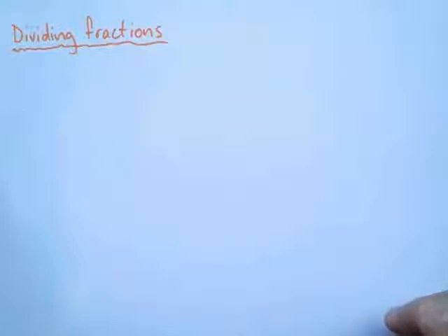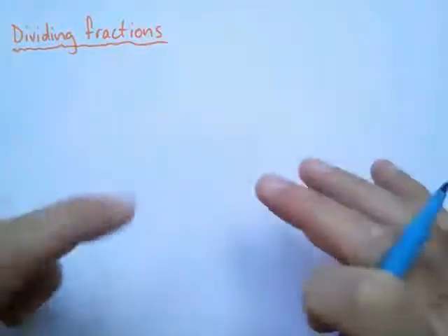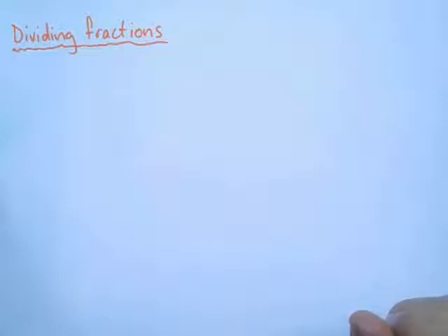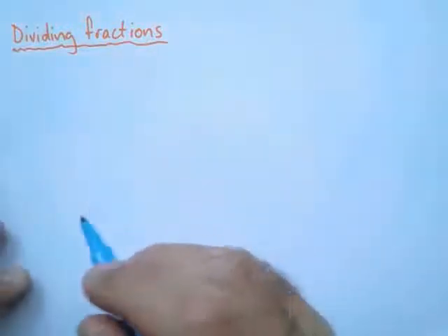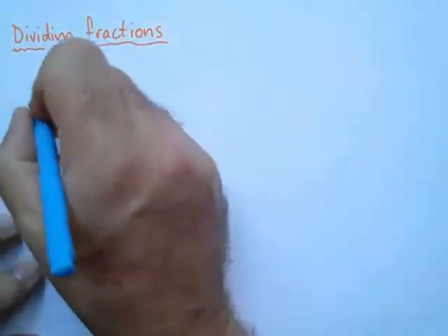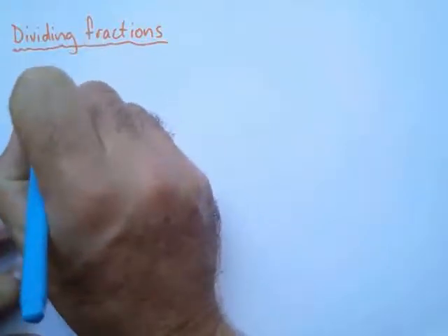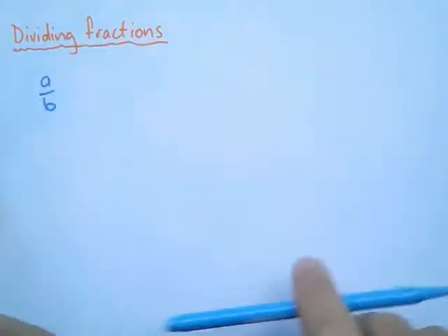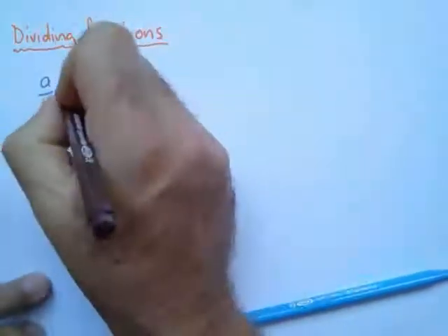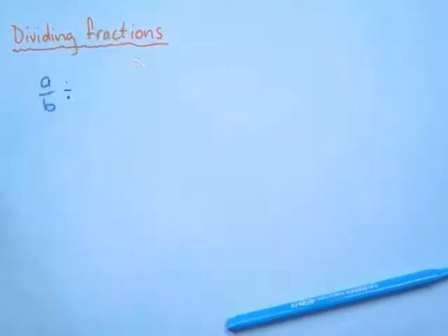Now, to explain dividing fractions with real fractions is pretty hard to move them around. There are ways, and you can go YouTube or Google it if you want to. I'm just really going to show you why the rules are as they are. Okay, so if I have A over B, and I say let's divide that by C over D.